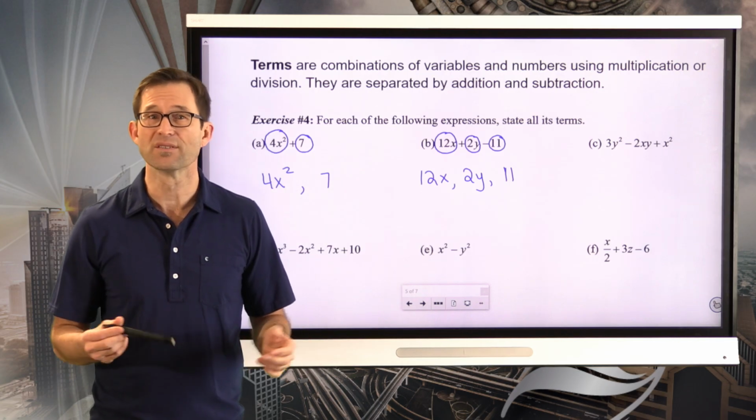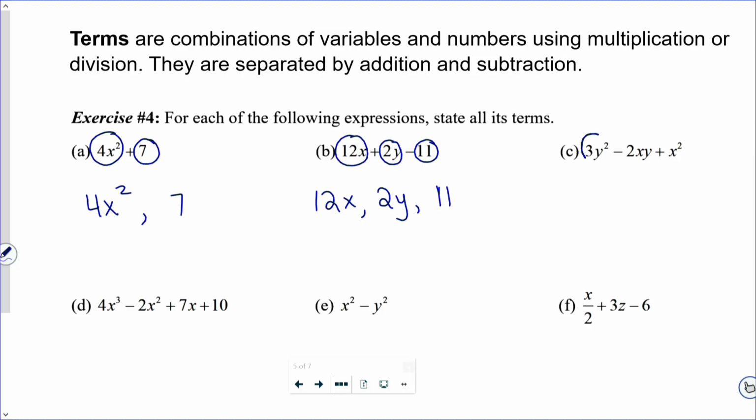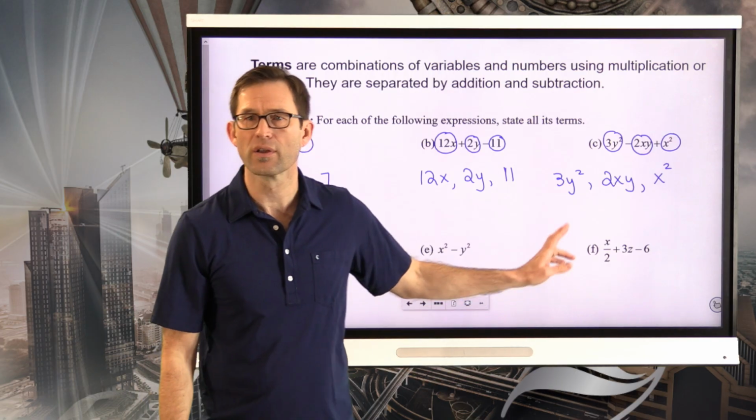All right, well, this is what we call some easy math, right? So letter C. Here we've got a term. Here we've got a term. Here we've got a term. So our three terms are 3y squared, 2 times x times y, and x squared. Again, this is a very good example to look at, right?